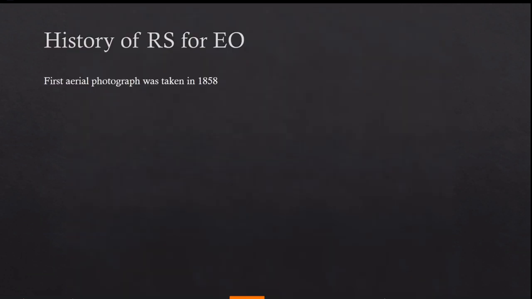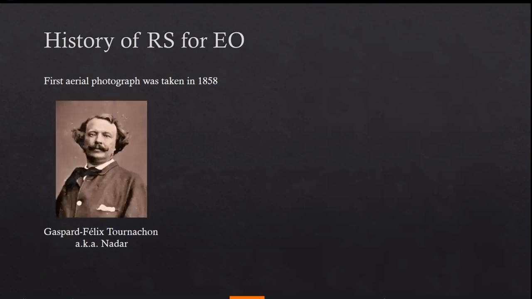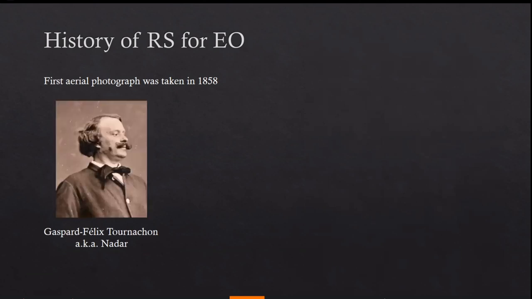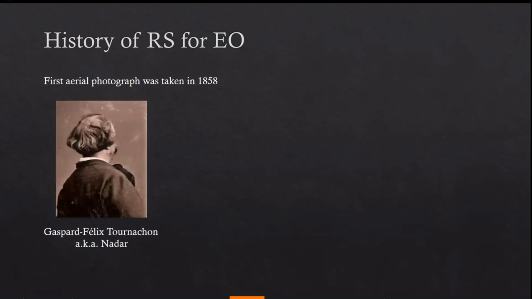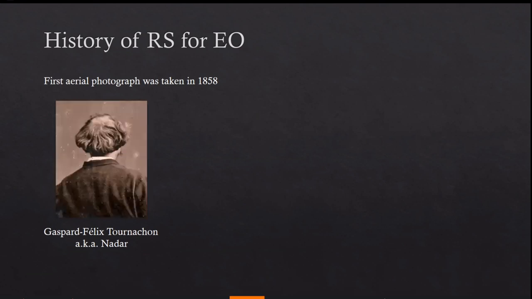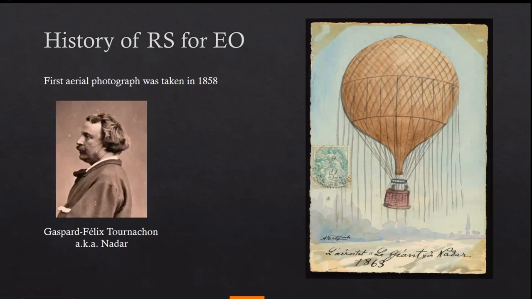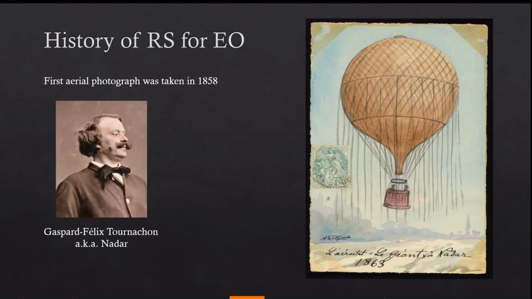Now, a brief history of remote sensing for Earth observation in particular. The first aerial photograph, or a photograph from the sky, was taken in 1858 by a French man called Nadar. The aeroplane was invented in 1903, so in 1858 there were no airplanes to do aerial photography. So what did he use? He used a hot air balloon, right? This was a postcard that was made in honor of his taking the first aerial picture.